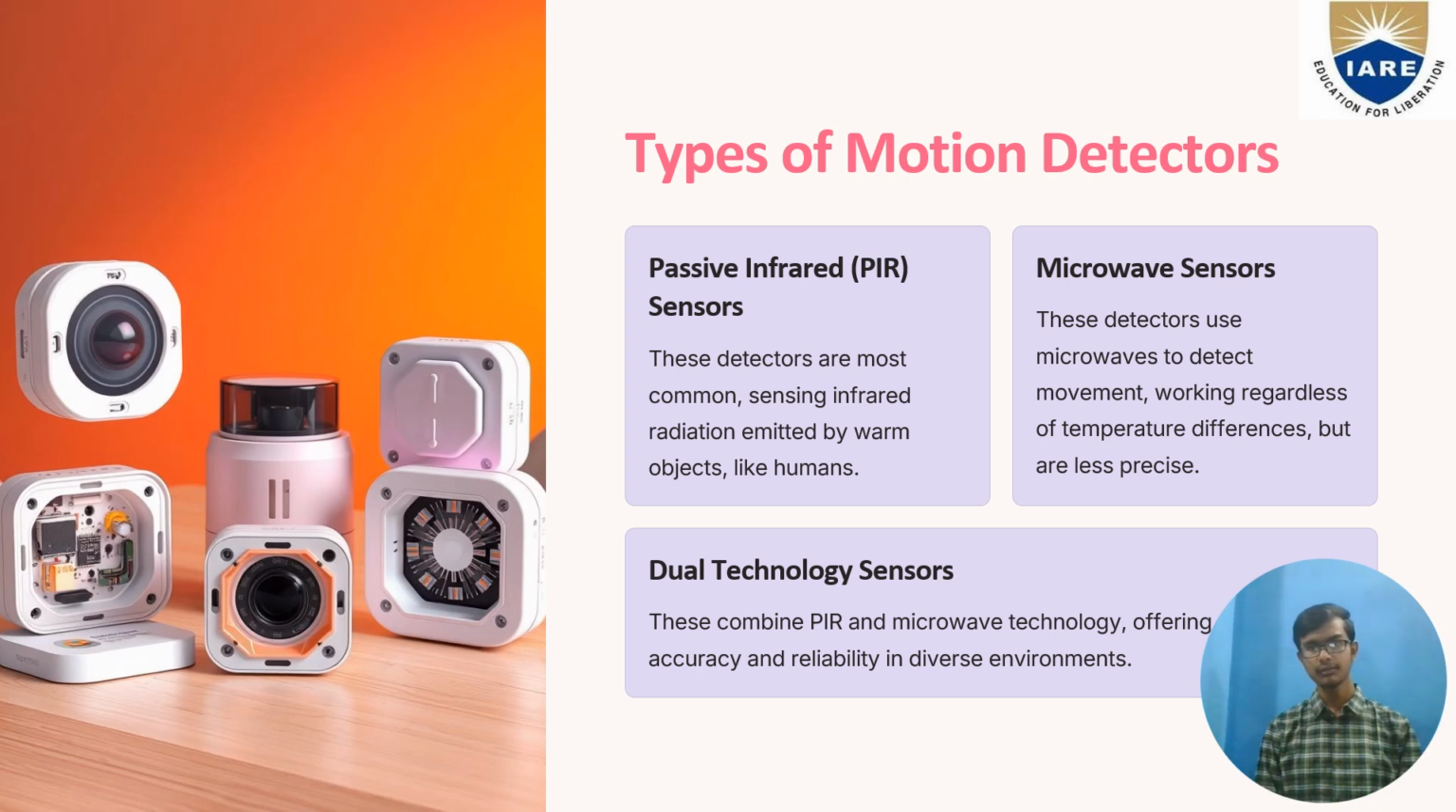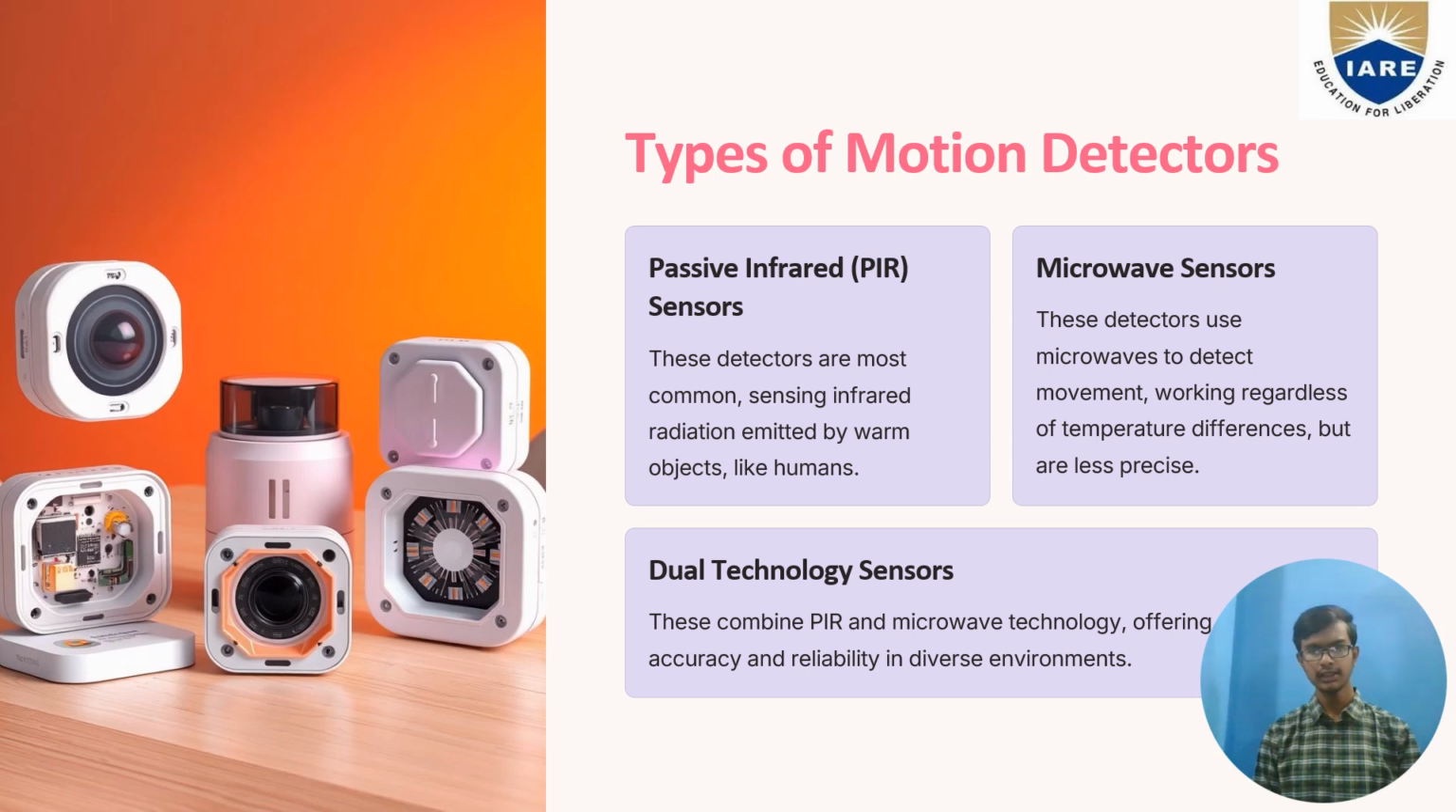The second type of detectors are microwave sensors. These sensors generally use microwaves to detect any kind of movement. They work regardless of temperature differences. But another issue is that they are less precise when compared to the other types of motion detectors.